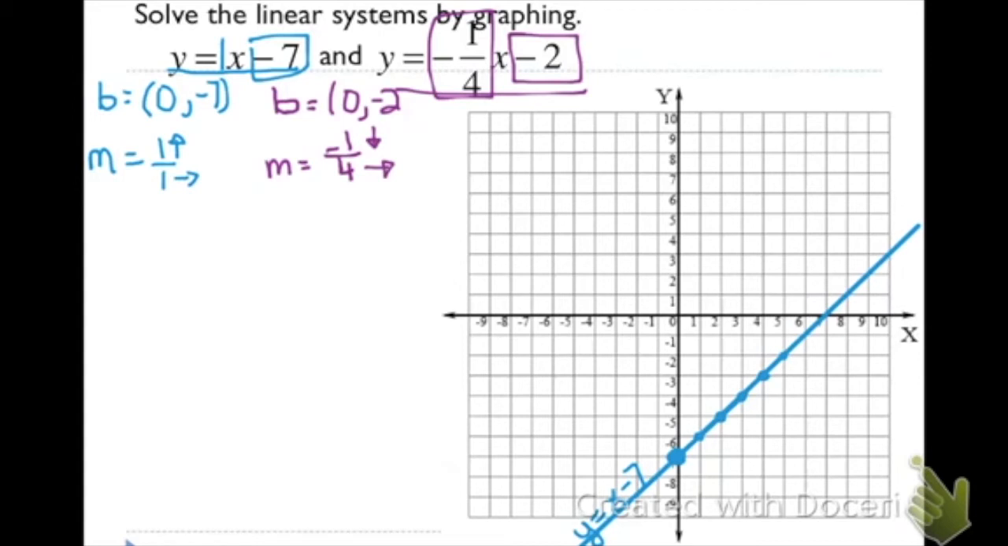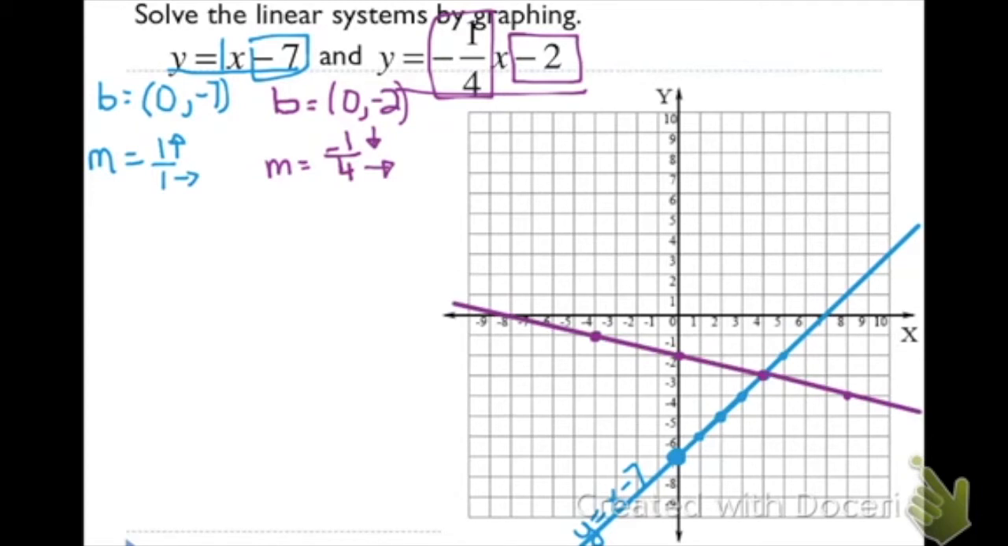Okay, so I'm going to plot (0, -2). Make a nice big fat point there. And then from there, I'm going to go down 1 to the right 4. Down 1 to the right 4. And again, I'm going to do as many of those as I need to. I'll probably go up 1 to the right 4 as I need to make a really good line.